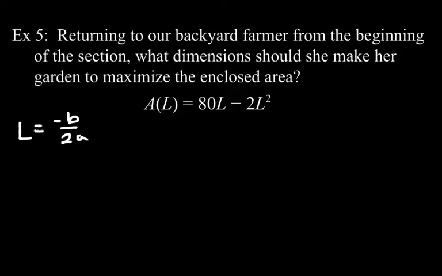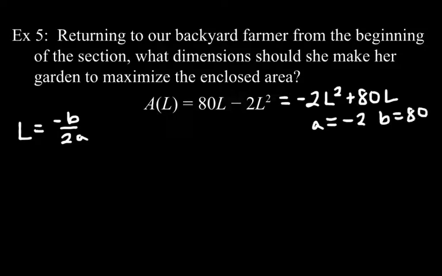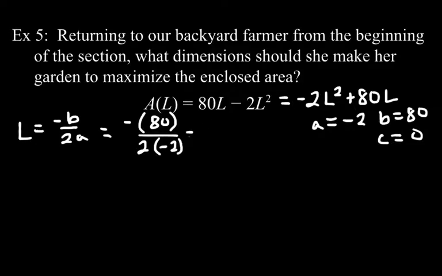That's not a minus sign, it's supposed to be equals. Okay, now be careful here. Let's put it in standard form. This would be negative 2L squared plus 80L. That means A is negative 2, B is 80, and C is 0 in this case because there is no constant term. So plugging these in, we have negative, and then the B value is 80 over 2 times A, which was negative 2. So that's negative 80 divided by negative 4, and that gives us 20.